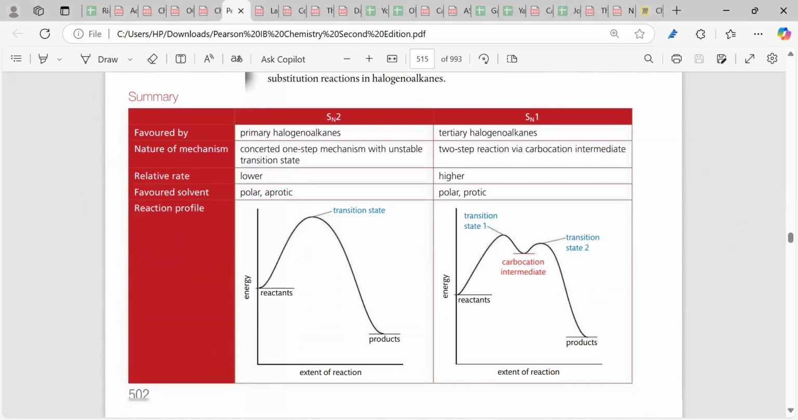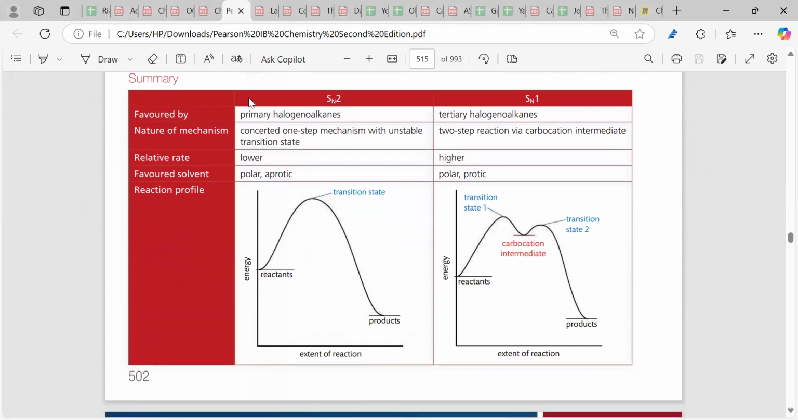So we can now summarize this. SN2 will be having a single hump, a transition state. SN1 will be having a double hump, and the first step will be the slowest step, and it moves via the carbocation intermediate. SN2 will be taking place in aprotic solvent. SN1 will be taking place in protic solvent. Right?